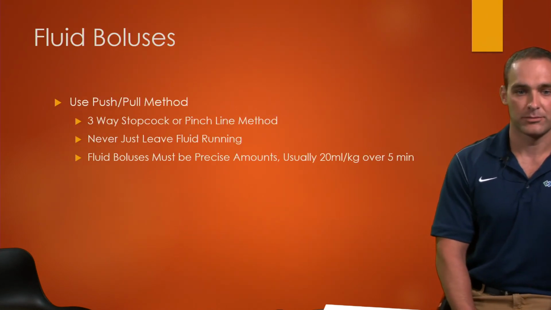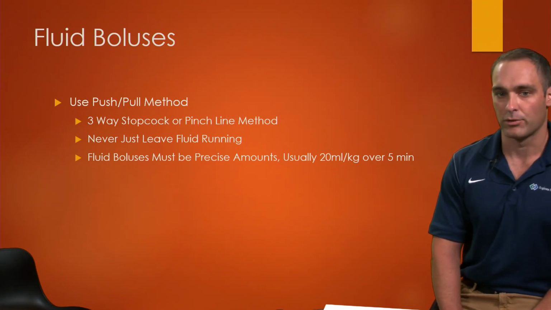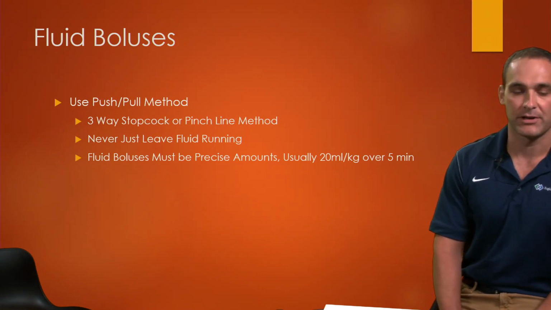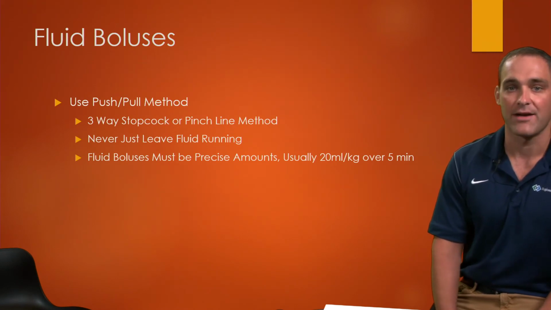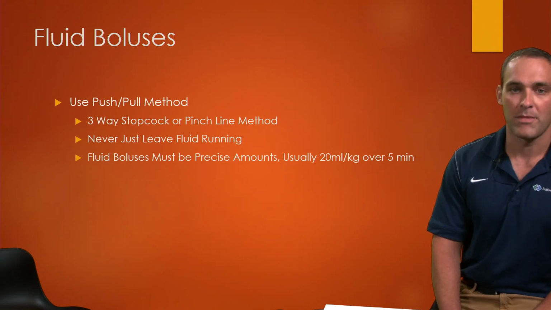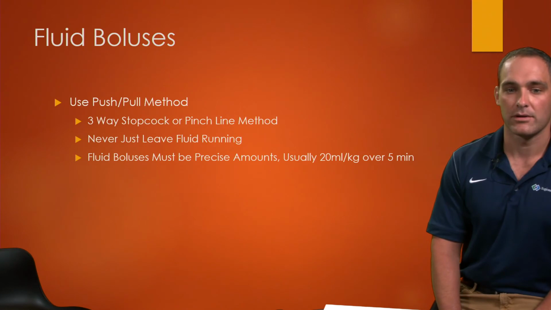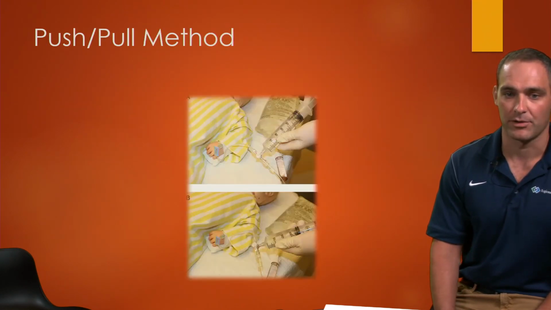Now let's talk about some fluid boluses. You would never just leave the bag open and then walk out of the room and guess like you would with adults. It's pretty easy to give an adult a whole liter or 500 cc's. Kids, it's very specific. Most of our kids are going to be given 20 milliliters per kilogram over about 5 minutes. The push-pull method is what AHA prefers. It's using a 3-way stopcock, or you can pinch the line below the site or above the site instead of using a 3-way stopcock. Here's an example on the next page, and we'll talk about it.